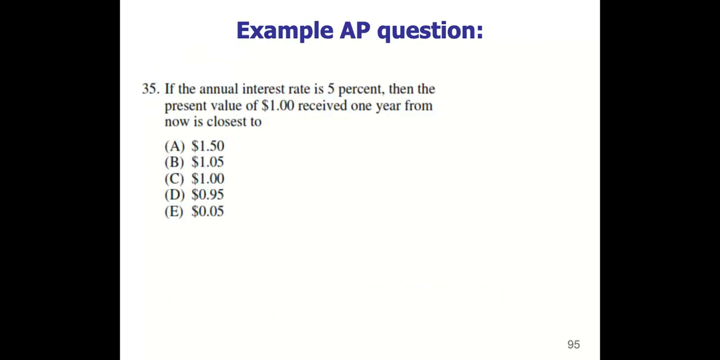So here's an example of an AP question. If the annual interest rate is 5%, then the present value of $1, which would be received a year from now, is closest to which answer? Pause the video and try it.